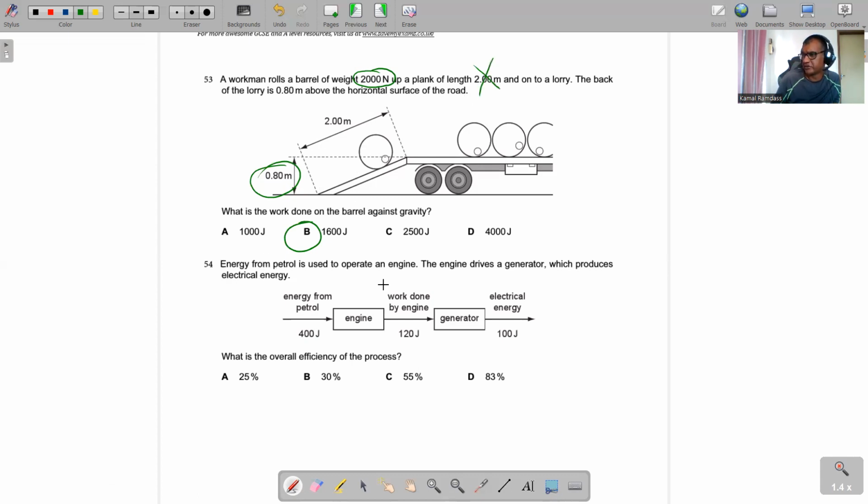Energy from petrol is used to operate a machine. The engine drives a generator which produces electrical energy. OK. Petrol, engine, 120, and we can put the energy values everywhere here. What is the overall efficiency of the process? We take this, we divide by that. 0.25, so 25%.